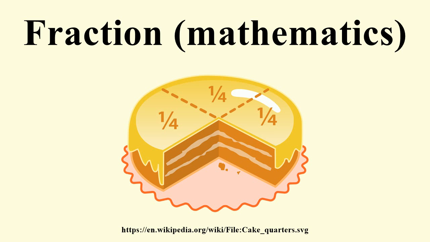Forms of fractions. Simple, common, or vulgar fractions. A simple fraction is a rational number written as a/b, where a and b are both integers. As with other fractions, the denominator cannot be 0. Examples include 1/2 and 3/17. Simple fractions can be positive or negative, proper or improper.